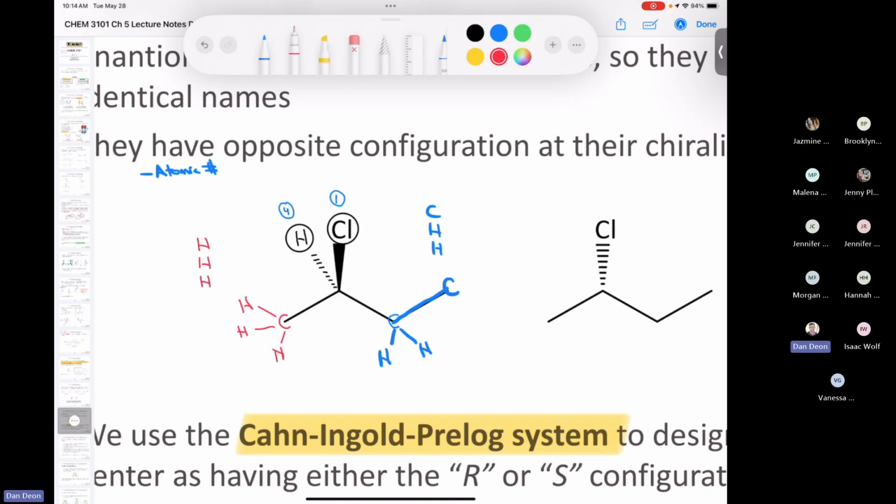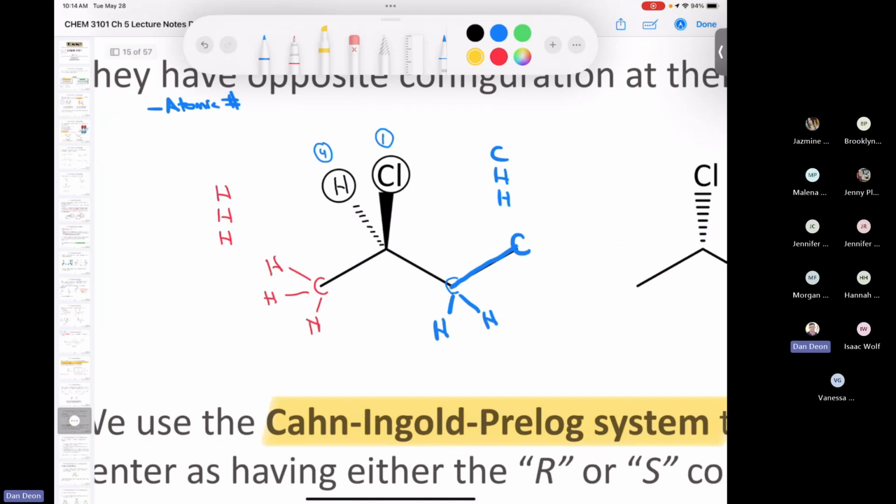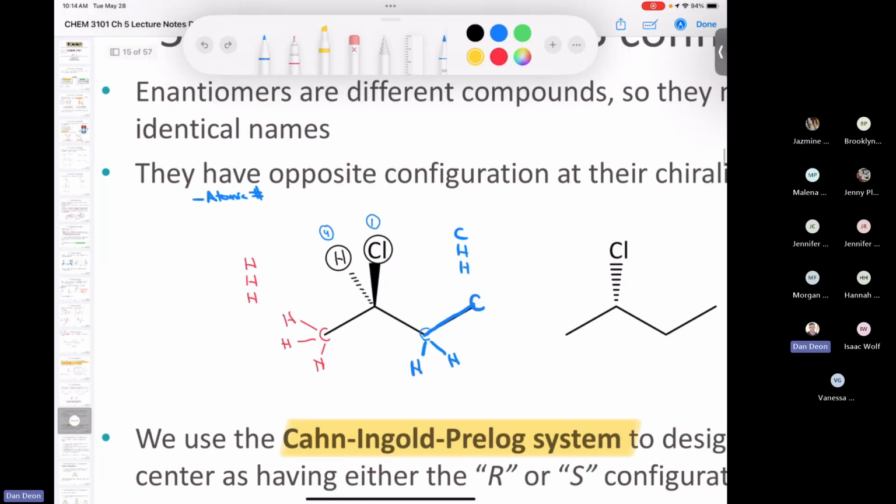So if we look at the list, okay, here we have carbon, hydrogen, hydrogen. Here we have hydrogen, hydrogen, hydrogen. We just look for a break between the two, okay? And we see that the blue one has a carbon at the top, and carbon has a higher atomic number than hydrogen, and so that means the blue carbon takes a higher priority than the red carbon. So we go 1, 2, 3, 4. Remember, the hydrogen is always number 4 because hydrogen has the lowest atomic number on the entire periodic table.